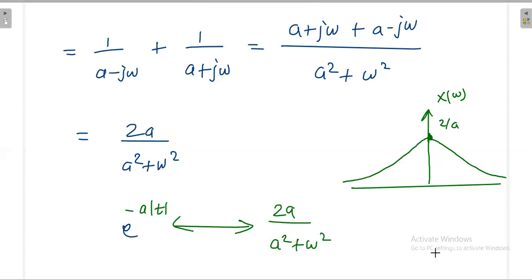Whereas in case of phase, the phase is always 0, whatever may be the frequency, because here there is no imaginary term. So the phase of X of omega in this case is always 0 irrespective of the frequency. But in magnitude, once you increase the frequency, the magnitude will decrease in this manner with respect to this formula. So next, find the Fourier transform of the rectangular pulse.